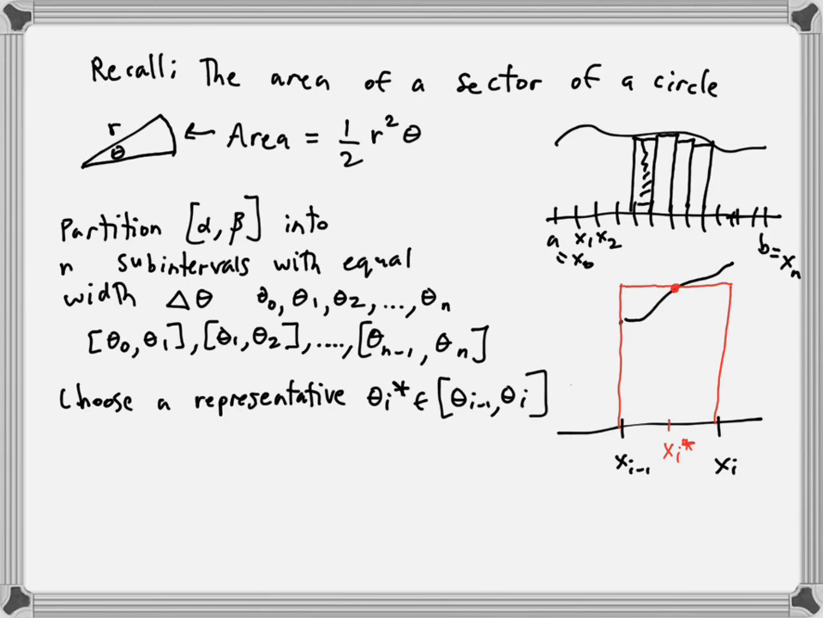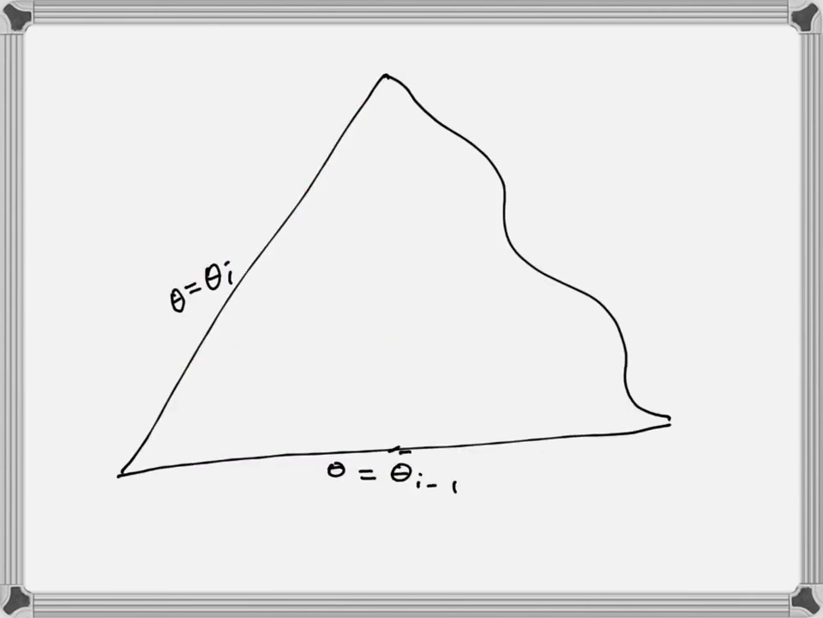Okay, and let's go back here. Let's say I choose the midpoint, just like over there. So this is going to be our theta I star, right? So this is theta is equal to theta I star. Now, what we're going to do is take that point right there and pretend like the radius r is equal to that the entire time. So this is what it's going to look like.